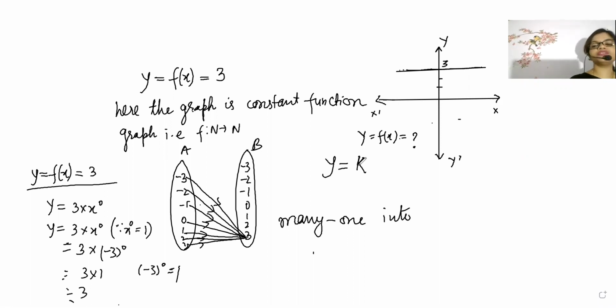Many one into. So the constant function is always many one into here. Okay, Maheshwal, Harish, Pritika, everyone is saying many one into. The reason is only one, beta: for any value of x, you will always get only one value of y, and that is k. Any value of x, only one value of y. That is always a case of constant function. So I hope you might have understood constant function.